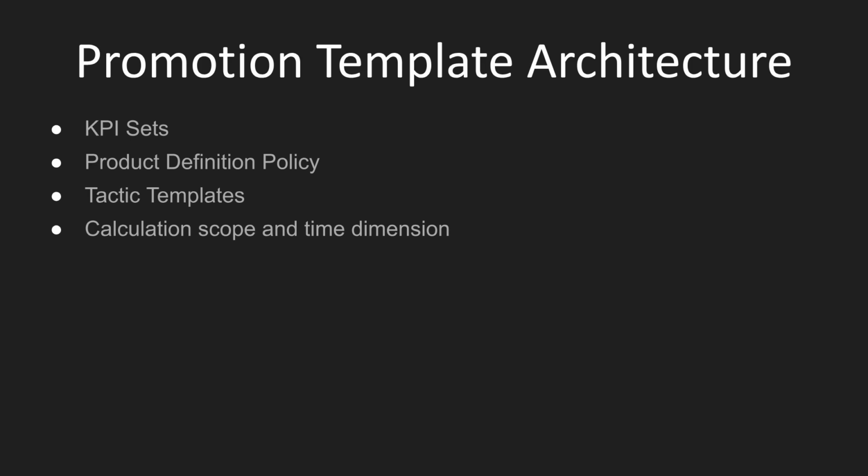Promotion template architecture. A promotion template contains several core components. These include KPI sets, product definition policies, tactic templates, and calculation scopes. Together, these elements define how promotions behave in the system. When a planner creates a promotion using a template, all these rules are automatically applied.